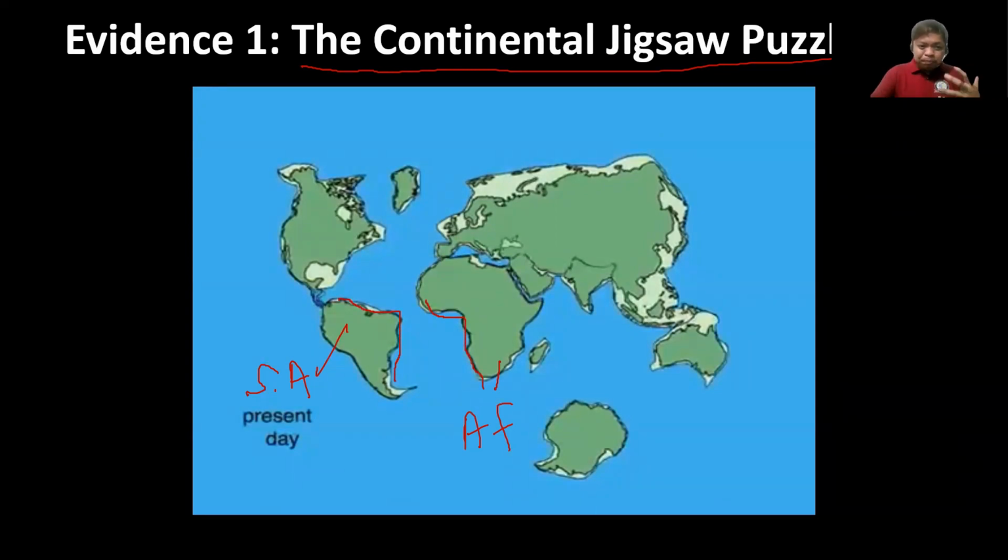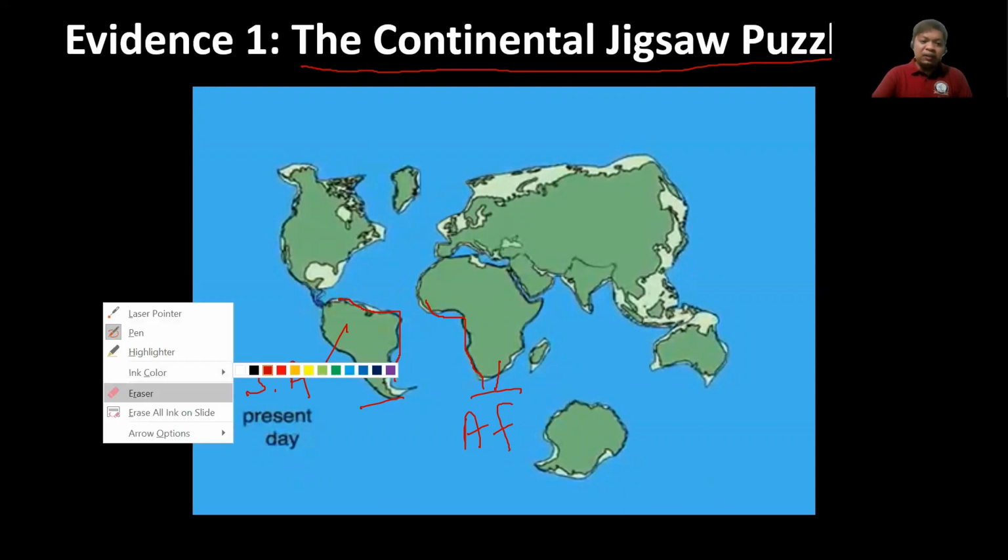Napansin ni Wegener that the edges of the continents, for example, yung sa South America and Africa, they are a perfect fit. So para silang pinaghiwalay na pwede mo silang pagdikitin. And true enough, kung titignan po natin yung movement ng mga continents mula doon sa super giant continent, tingnan natin kung saan nanggaling yung mga yan.